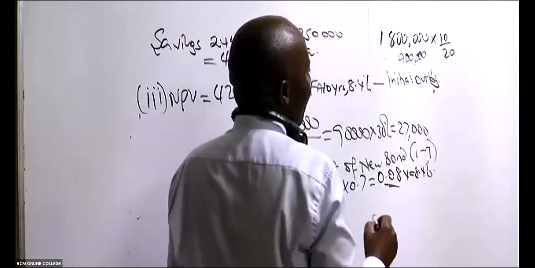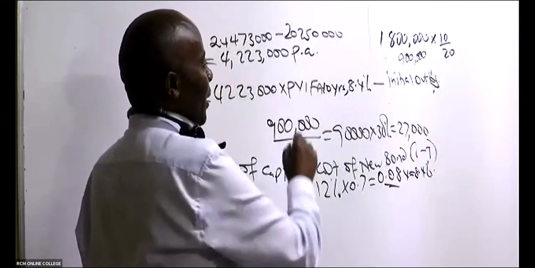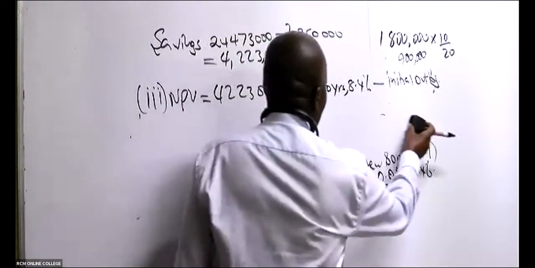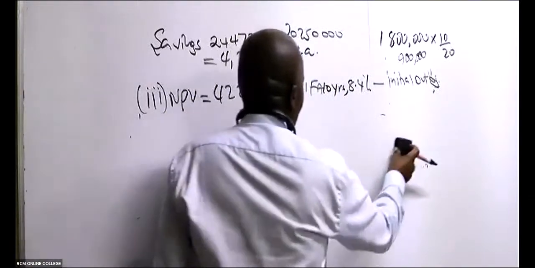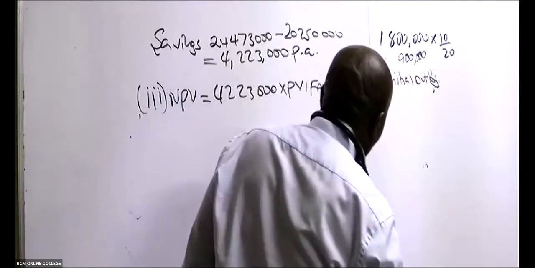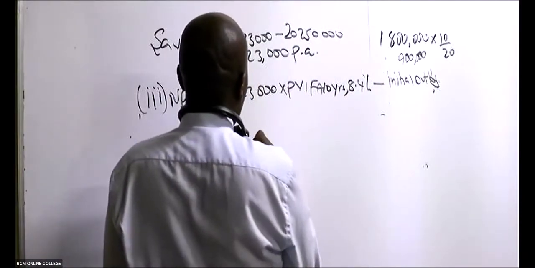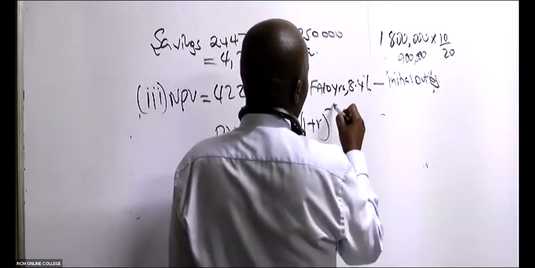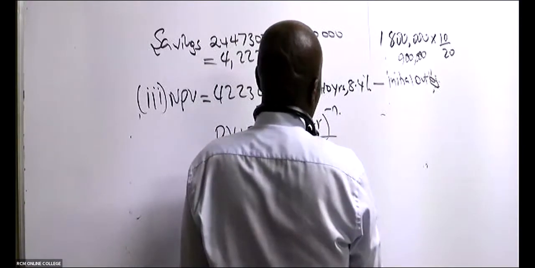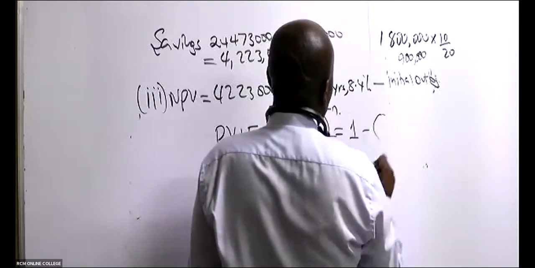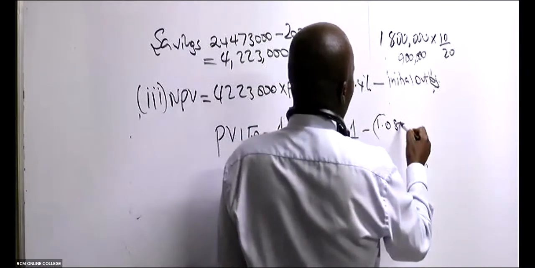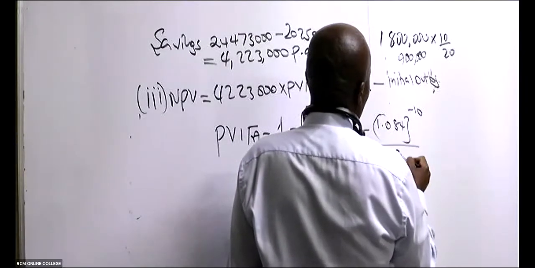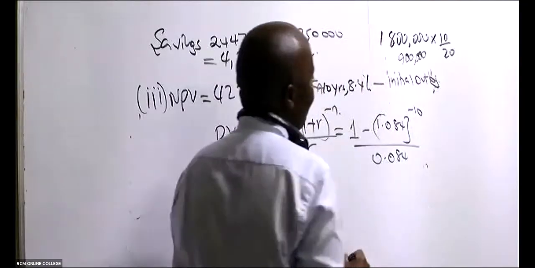So 8.4%, we less the initial outlay. So let's first of all get that PV for ourselves. Remember, the formula is 1 minus 1 plus R raised to negative n, all over R. So it will be 1 minus 1.084 raised to negative 10, everything divided by R itself, 0.084.